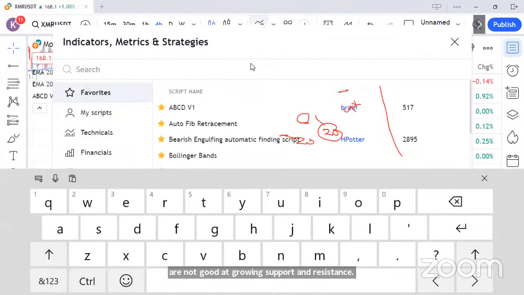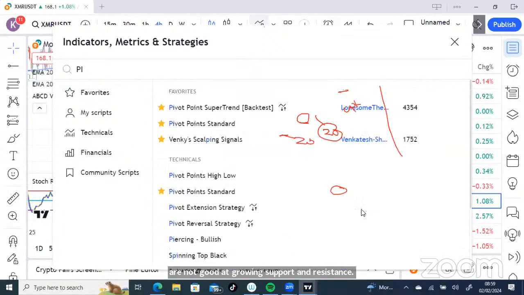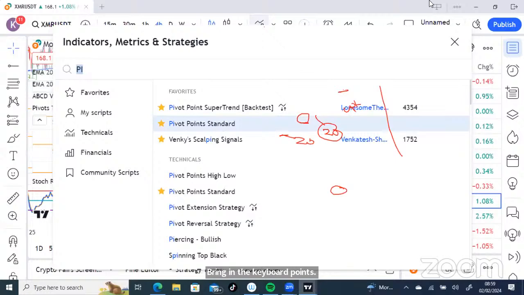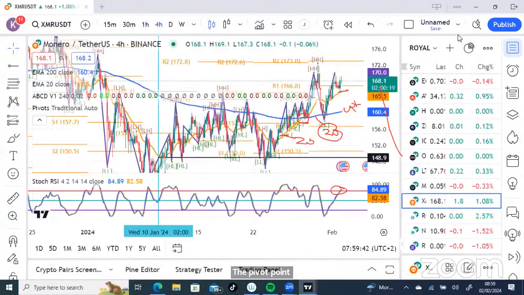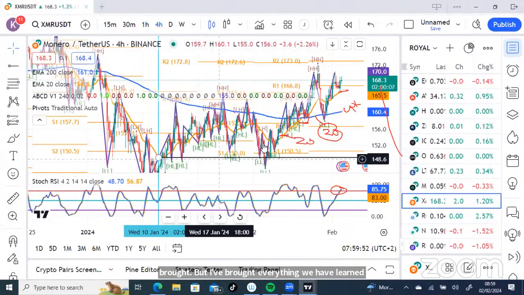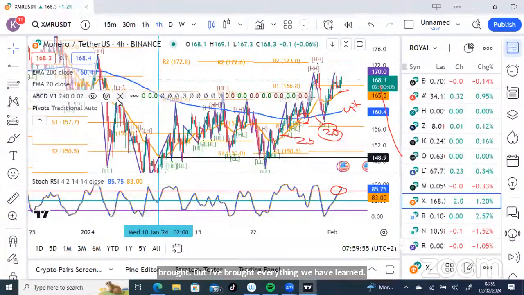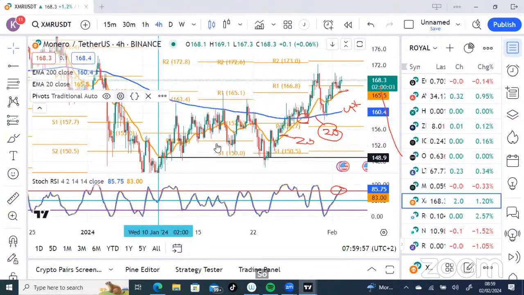Bring in the pivot point. The pivot point. Now, I've brought everything we have learned. So my 200 moving average, the screen is very cluttered. That's not my interest.